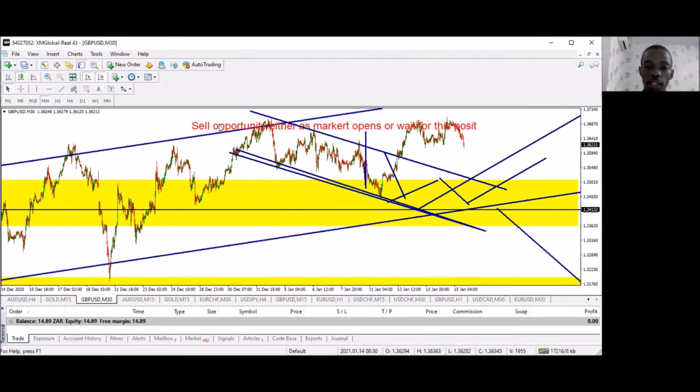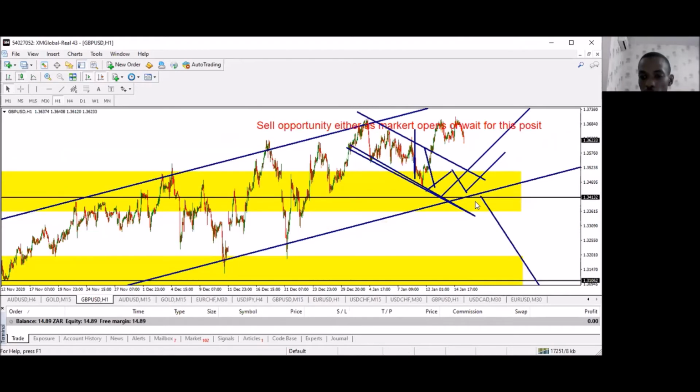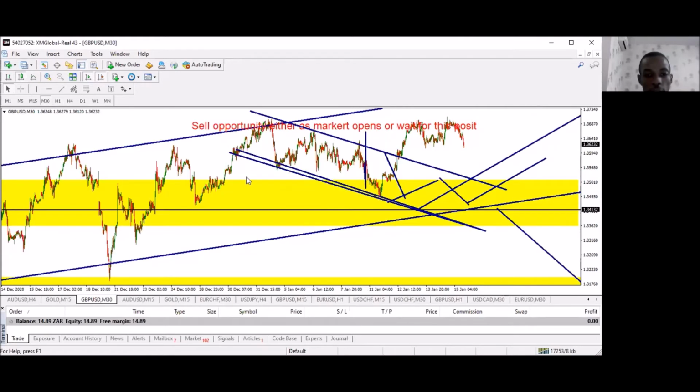I even still have it here: sell opportunities as the market opens, or wait for this position. So I think I said you should enter somewhere here. So you go down, so it would have made profit there, and then it decided to move up. So as I said, you're just waiting for it to go either up there or down. So it's given us where it's going.